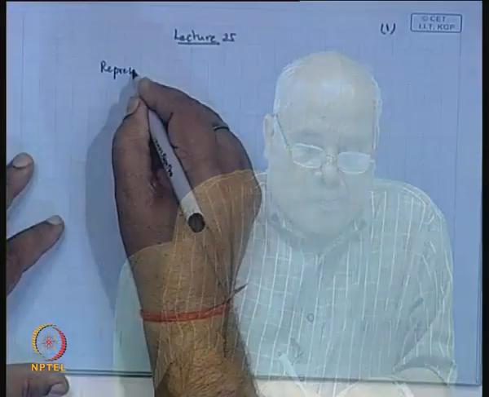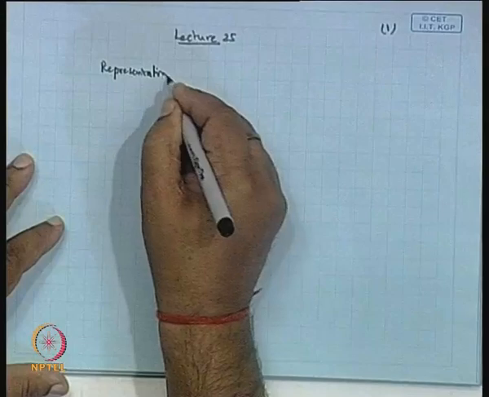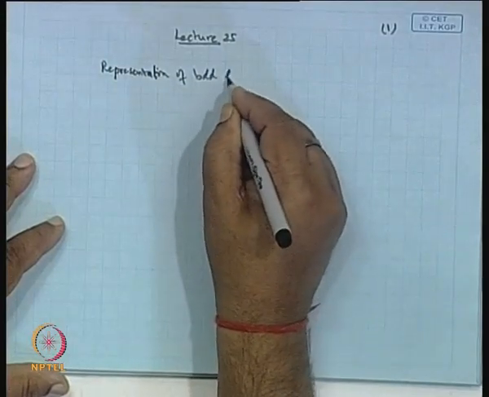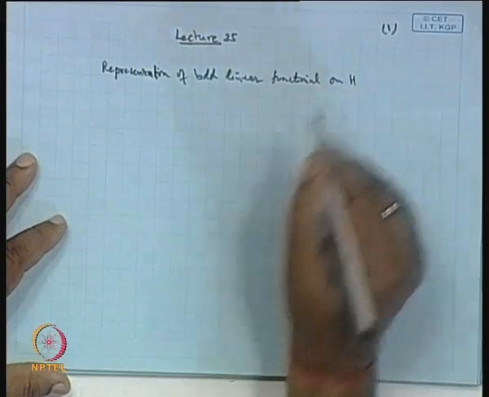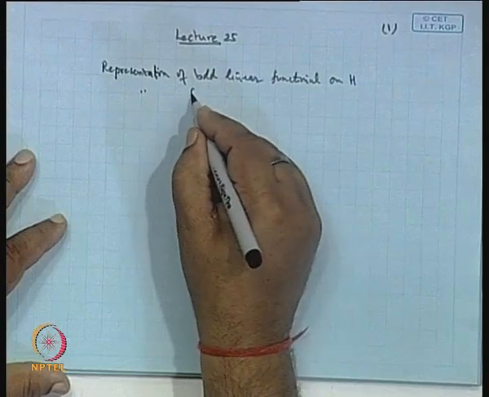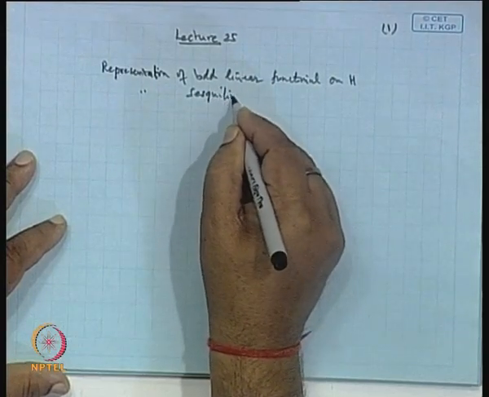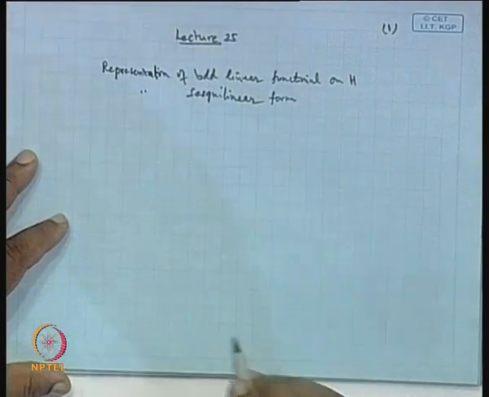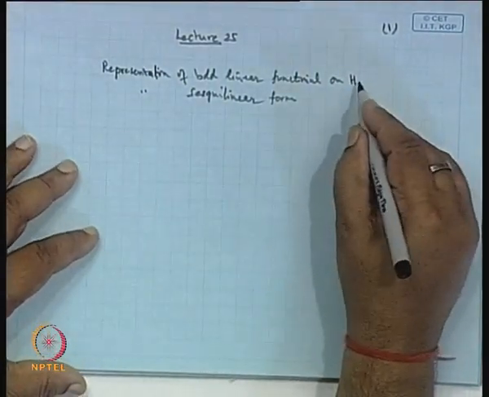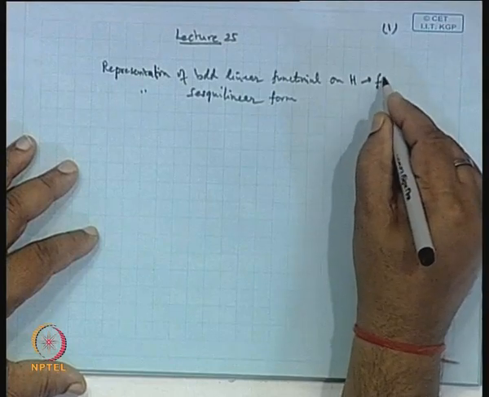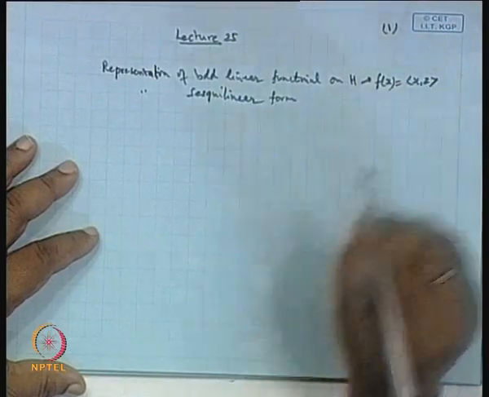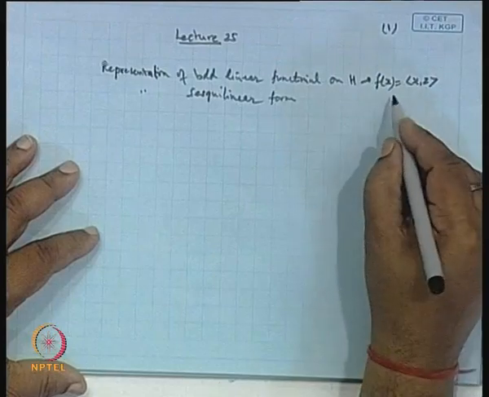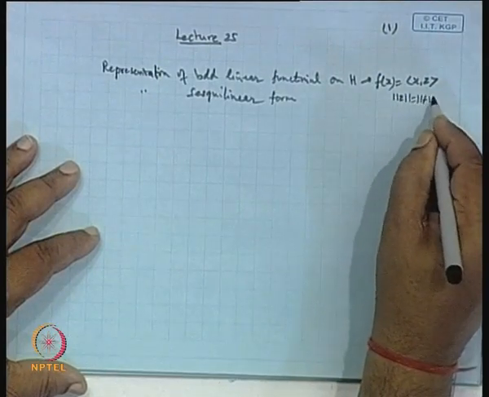In the last lecture, we have considered the representation of a bounded linear functional on the Hilbert space H, as well as the representation of a sesquilinear form. And we have seen that every bounded linear functional f on a Hilbert space H can be expressed in terms of the inner product <x, z>, where z is uniquely determined by f, and the norm of z and the norm of f are the same.